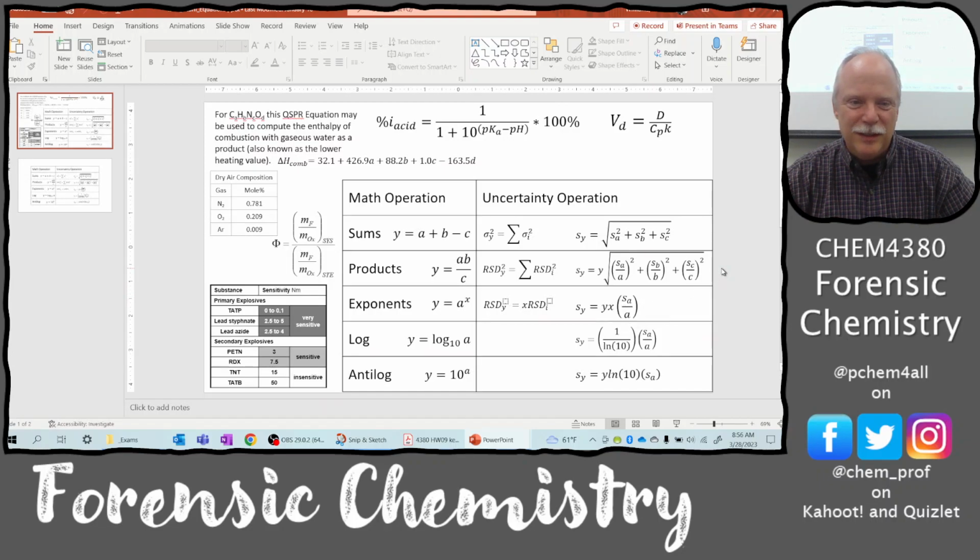Yeah. So that was the first one you guys see. No, this is it. Yeah. So here's the little dry air thing and all of that. This was the sensitivity chart for explosives, with TATP being ridiculous.